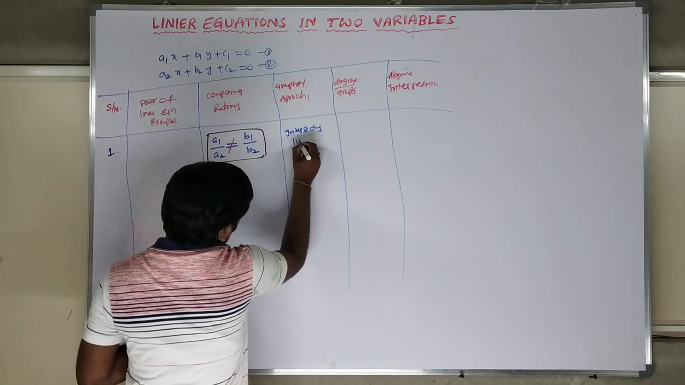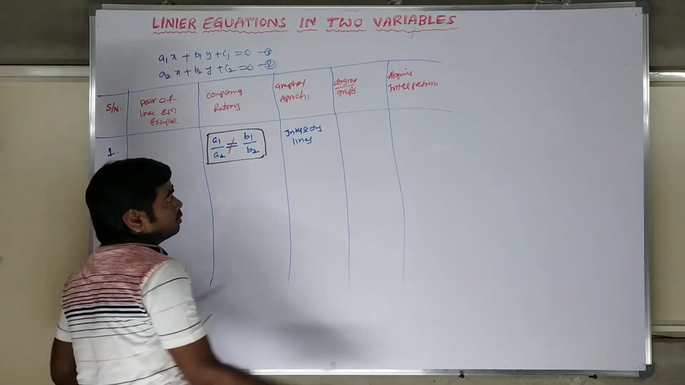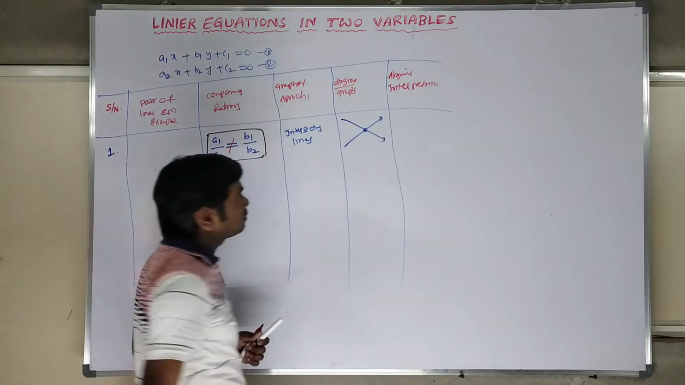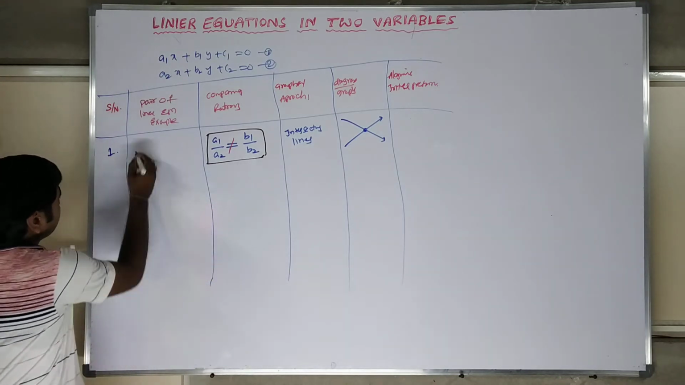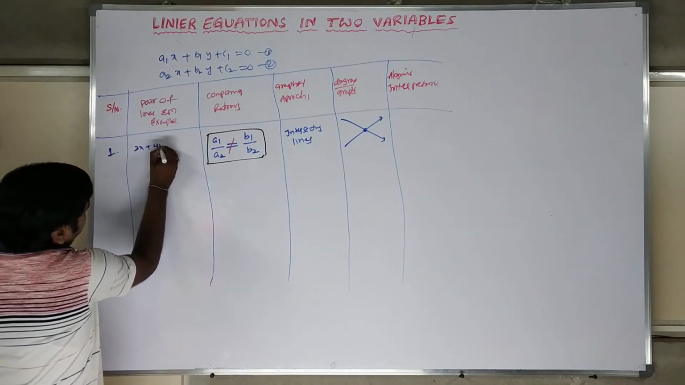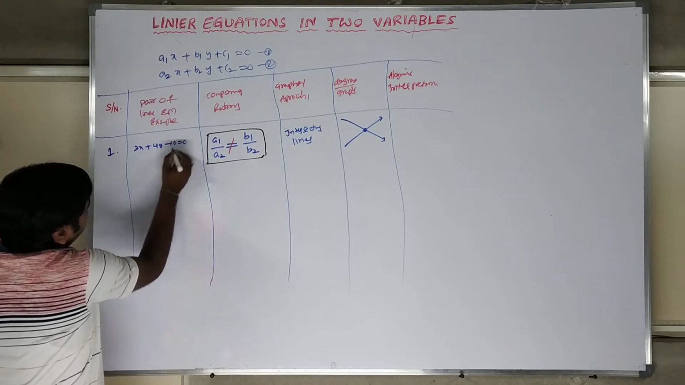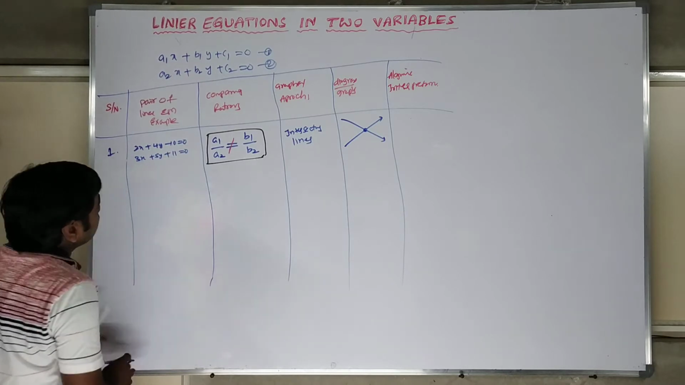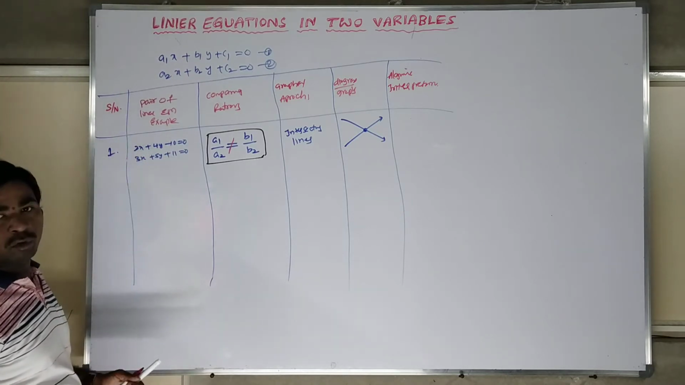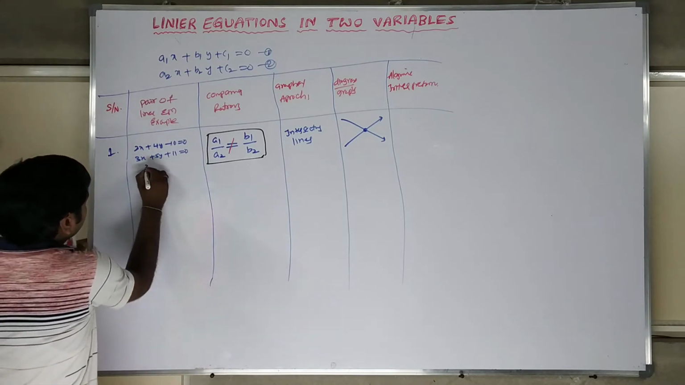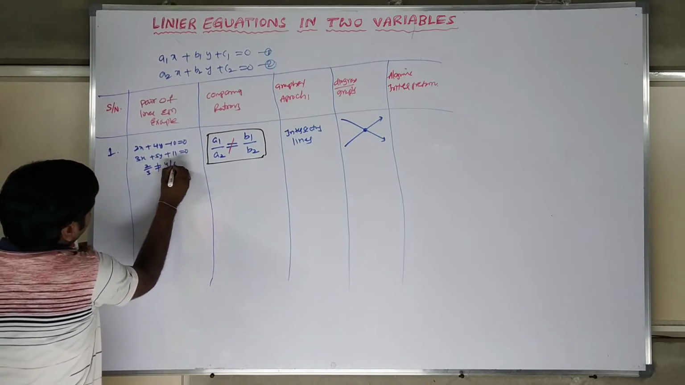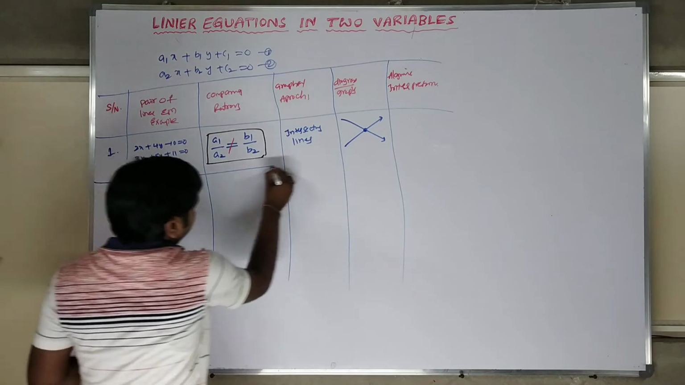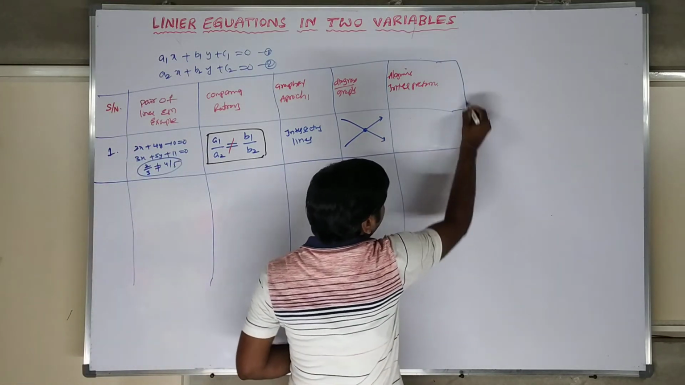Intersecting lines. How does this look? One line will go like this, the other line will go like this, and this will be the intersecting point. As an example, I can write 2x plus 4y minus 10 is equal to 0 and 3x plus 5y plus 11 is equal to 0. What is this? 2 by 3 and 4 by 5. 2 by 3 is not equal to 4 by 5. Therefore, these equations will give intersecting lines like this.